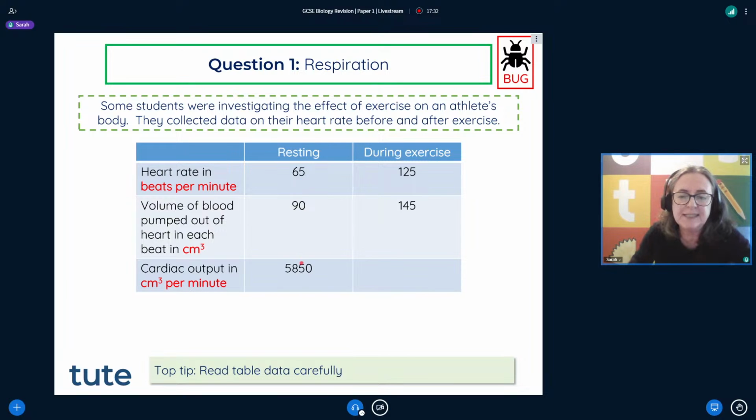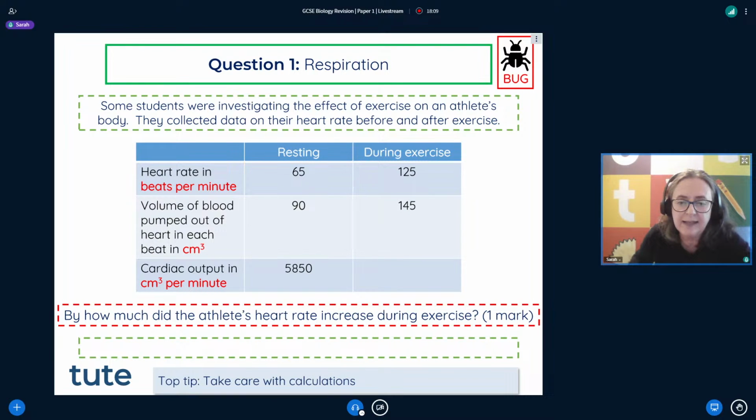And you can see here we've got two sets of data. The first one is resting heart rate, resting volume of blood being pumped out, and the resting cardiac output. So these three figures represent what is being measured for someone at rest. And you can see that during exercise, these numbers change, and unsurprisingly, they go up. So heart rate during exercise has gone up to 125. The volume of blood pumped by the heart each time has gone up from 90 to 145. And the expectation is that the cardiac output would do the same. So we've had a good look at that table, and now we're going to analyze the results.